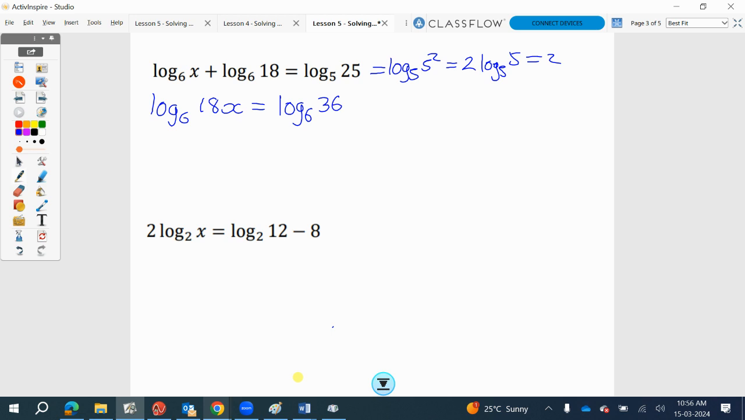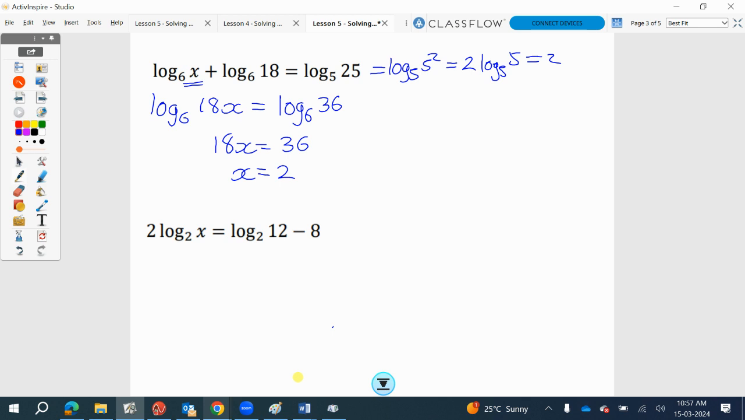Now I've got a log on both sides. I can do the inverse function to log, which is 6 to the x, and it'll give me 18x equals 36. x equals 36 divided by 18, 2. At this point, check your solution in your original equation. Are we creating a negative with this answer? No, we're not, so we're good. Check for extraneous solutions at that point by taking that number, putting it back into any instance of x in the original equation to make sure you don't produce a negative.